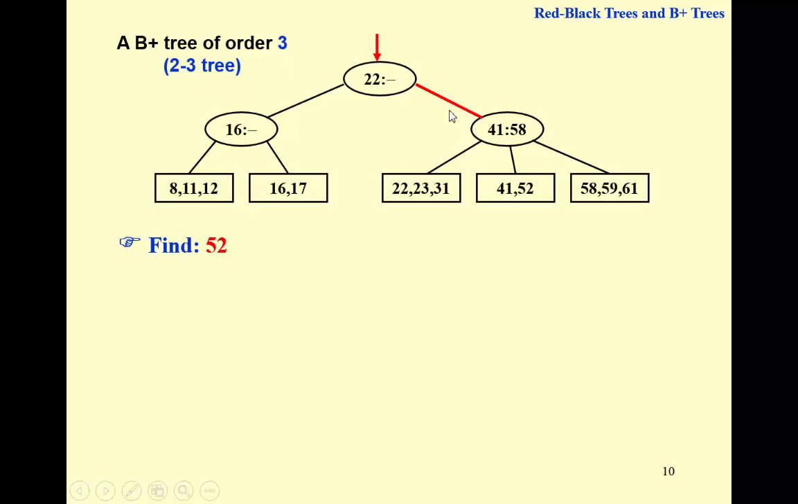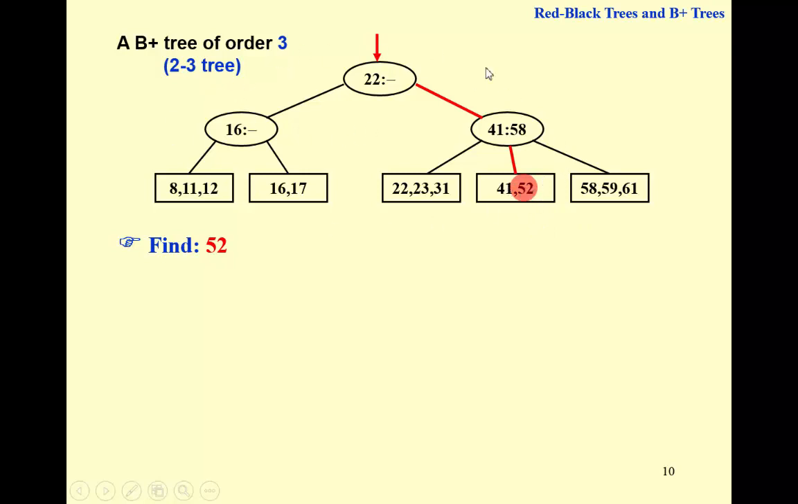Okay, now continue to compare. To compare 52 with 58, it's smaller than 58, so it's not in this block. It's greater than 41, and therefore it must be in this block. And finally, call binary search to find it from this block.